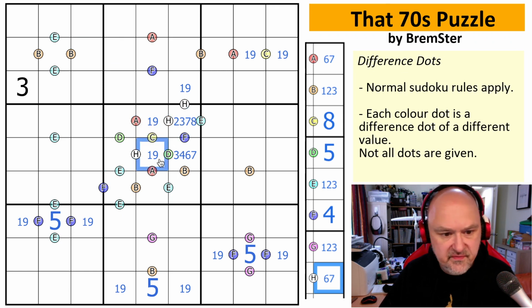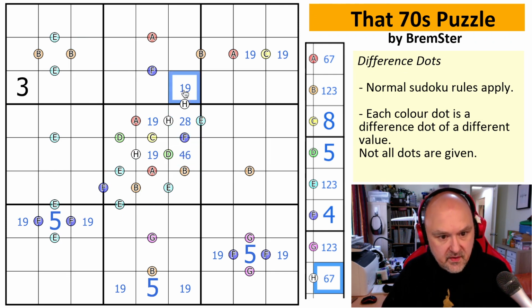And green is 5. So 5 away does not give me 3 or 7. It only gives me 4 or 6. 4 away from 4 or 6: 4 away from 4 is 8, not 7. And 4 away from 6 is 2, not 3. So this is a 2 or an 8.